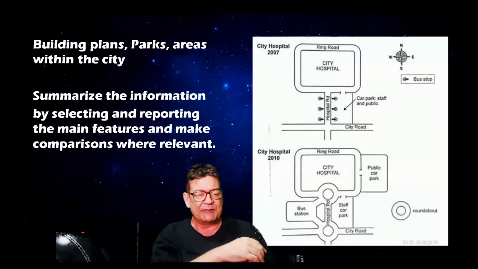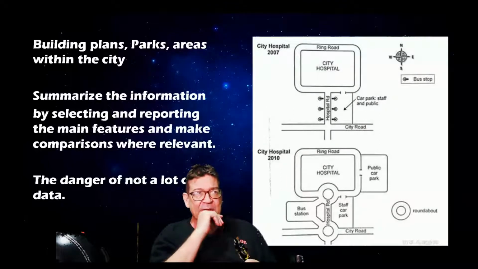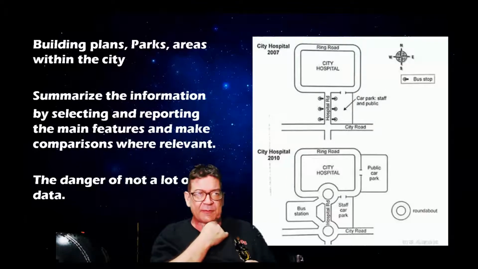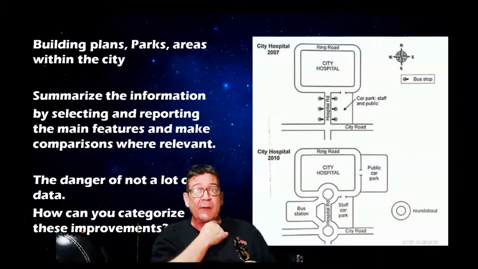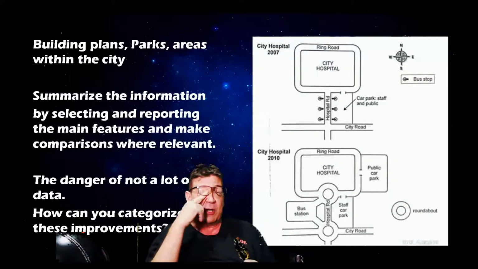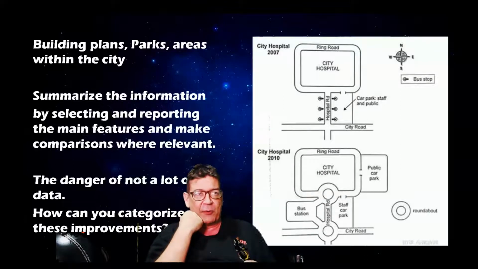Now, summarizing means including all of the important information, not all of the information. If you include all of the information, you are not summarizing by definition. So that's the danger of a map like this, that there's not a lot of information, and you are perfectly capable of reporting all of it. And then you're not summarizing. So what you can do is summarize. Instead of reducing the number of things you're talking about, you can reduce it by category or type of thing that it is.